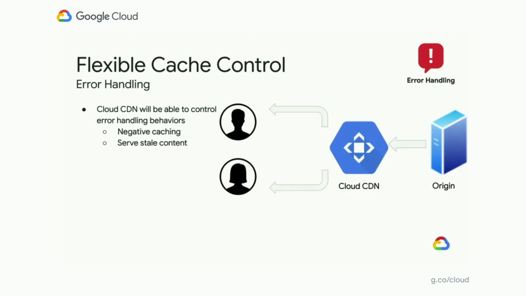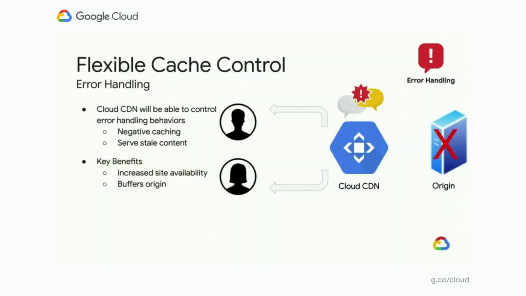The second extension, specifically around error handling, is the ability to serve stale content. By default, when an end user request is made to the Cloud CDN edge, we make a determination if we have that content, and we'll serve it. If we don't have that content, but we have the object sitting in cache, we're going to consult with the origin for revalidation of that object, of whether or not we can continue to serve that out of our cache.